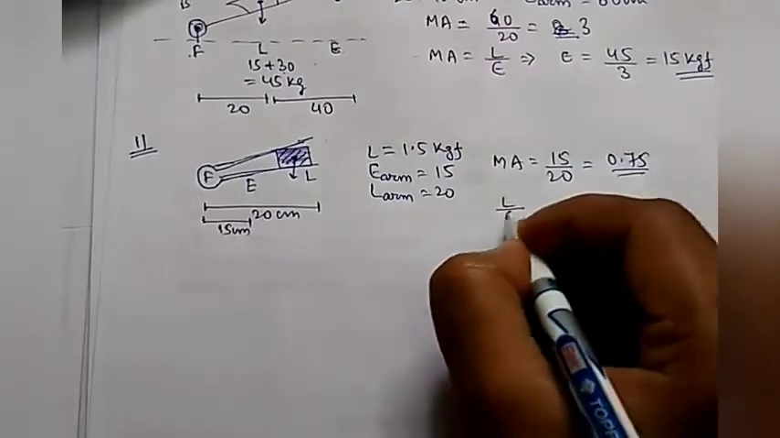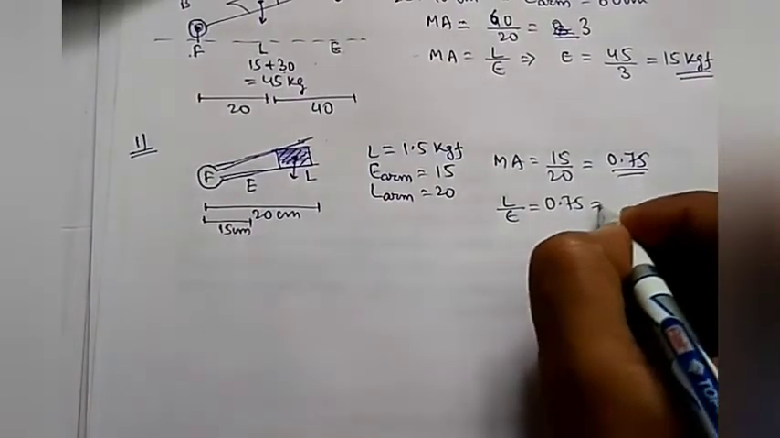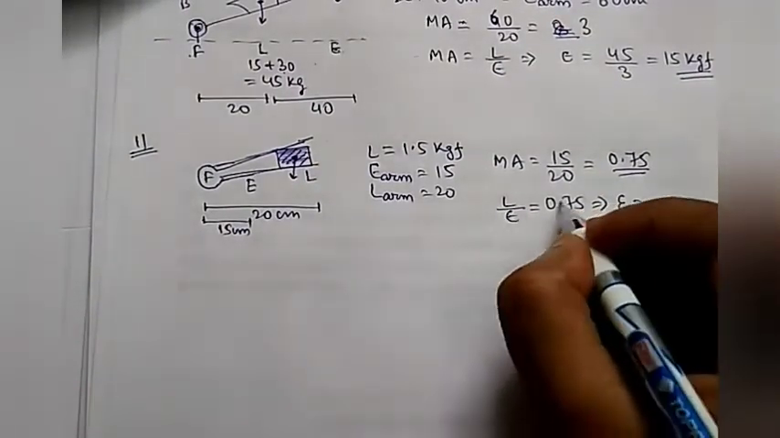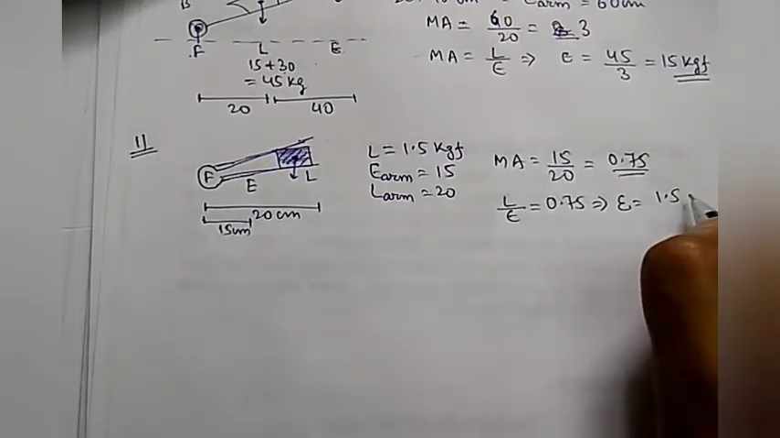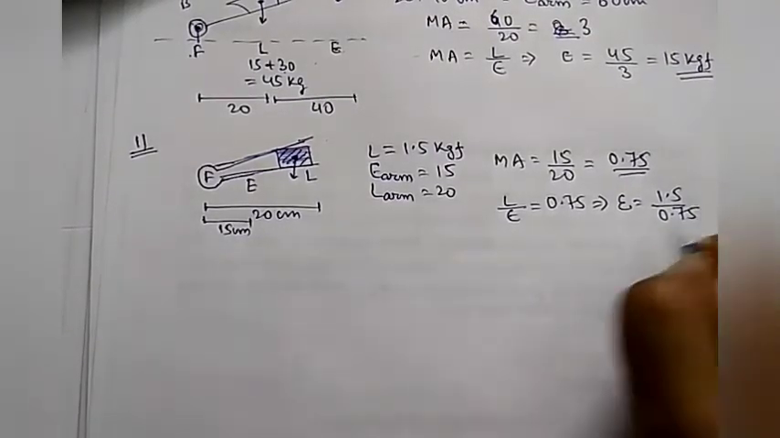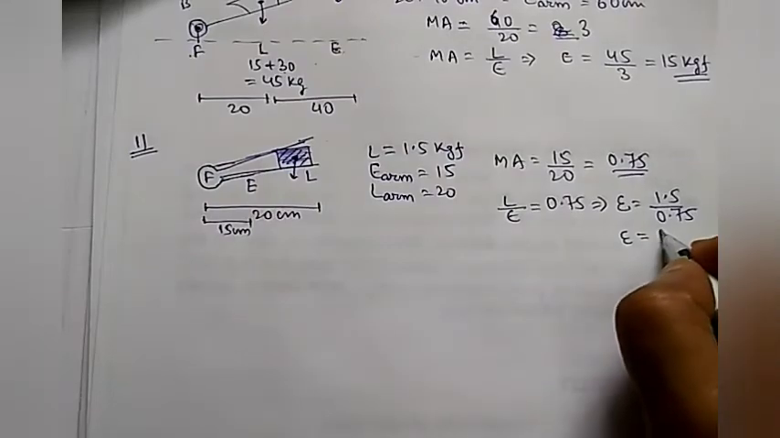Mechanical advantage is equal to load by effort, that is 0.75. So the effort is equal to load, that is 1.5 kgf load by 0.75. So the effort is equal to 2 kgf.